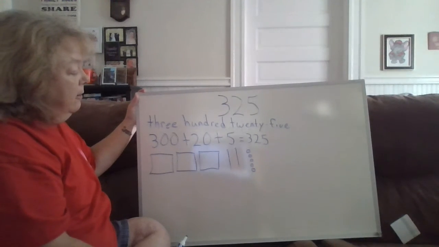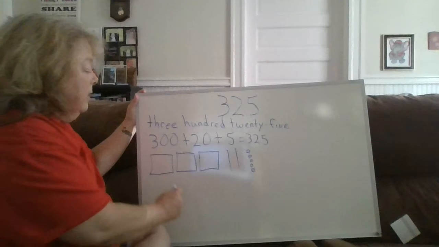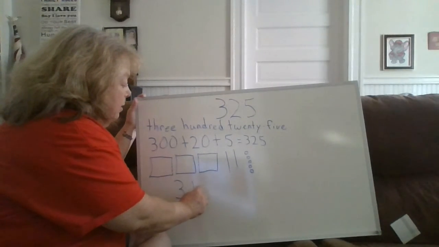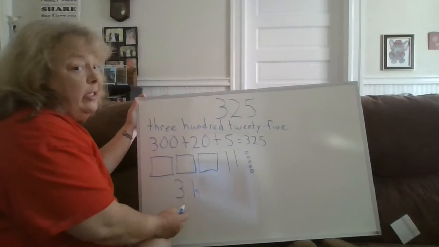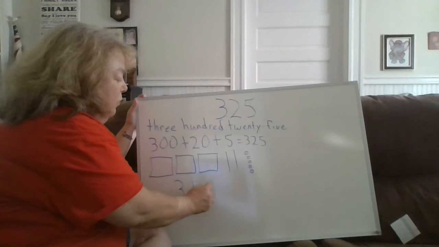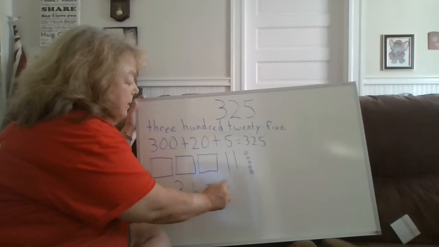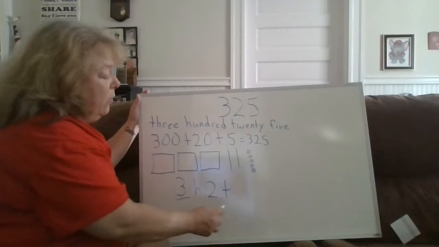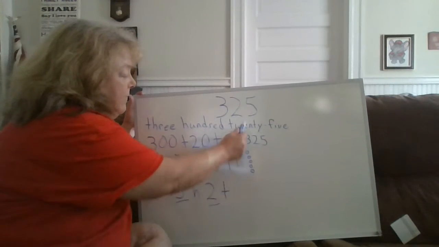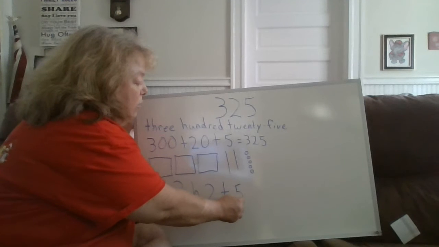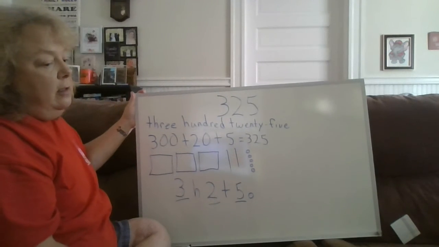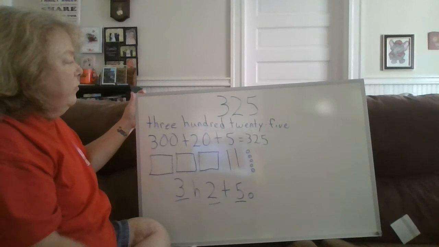And I could also show it by what position it's in. I could say 3 hundreds. H stands for hundreds. And I could say 2 tens. T stands for tens. And 5 ones. O stands for ones, of course. So that's a basic way to show that number.